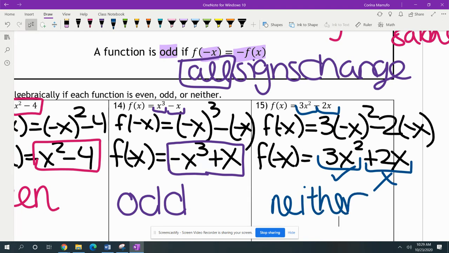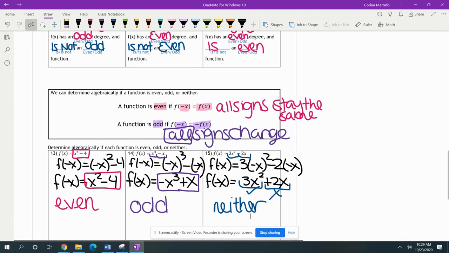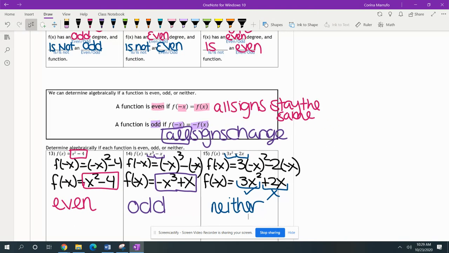Okay, so just remember for this section, you just need to ask yourself, did all the signs change? Then it's odd. Did all the signs stay the same? Then it's even. And if some of them changed and some of them didn't, then it is neither.